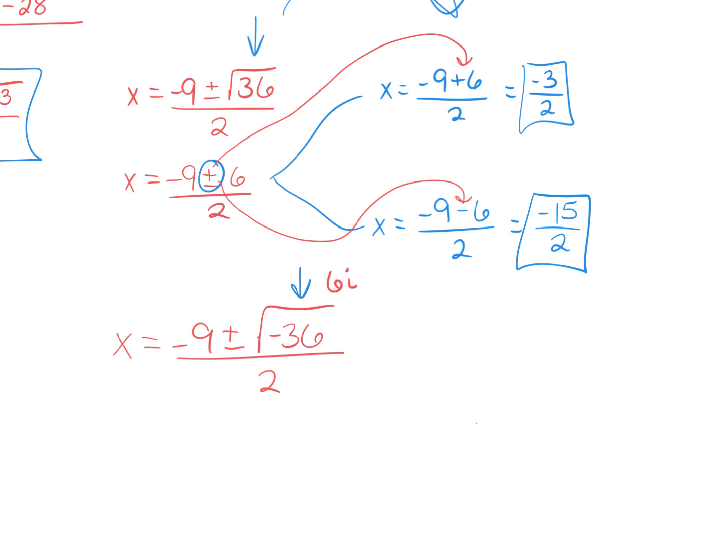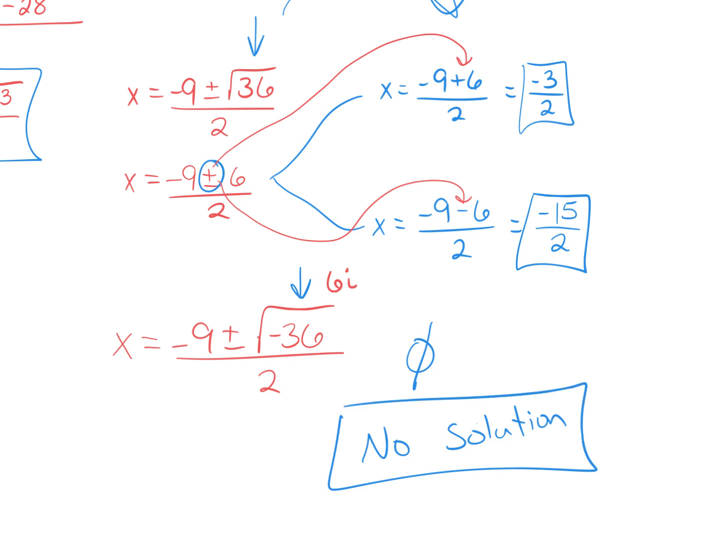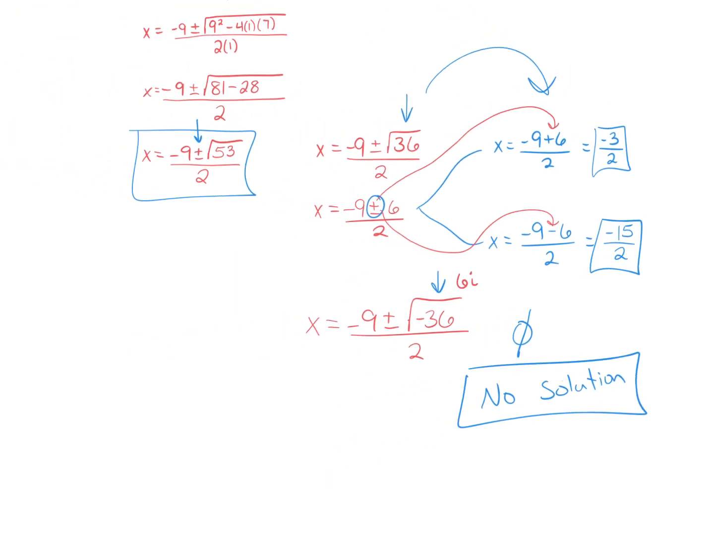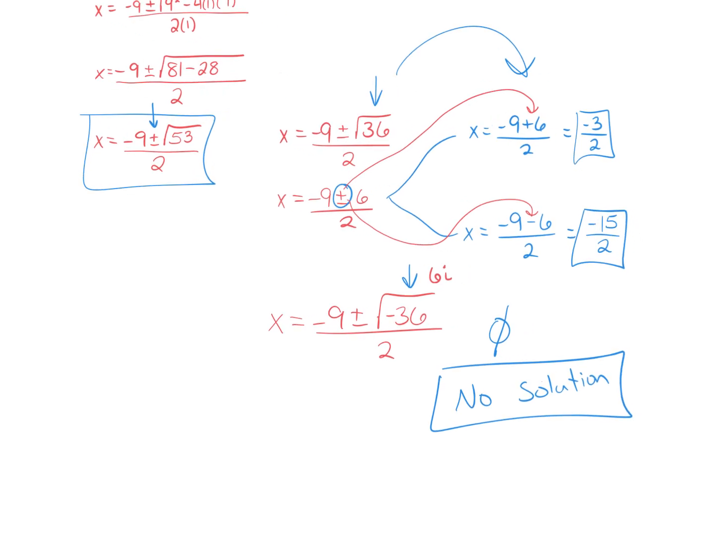However, if you have a negative inside of a square root for the quadratic formula, no solutions. Automatic no solution if you get a negative number inside of the square root. So we just looked at 3 different options here, but it's all coming from the quadratic formula. Go ahead and flip your notes.